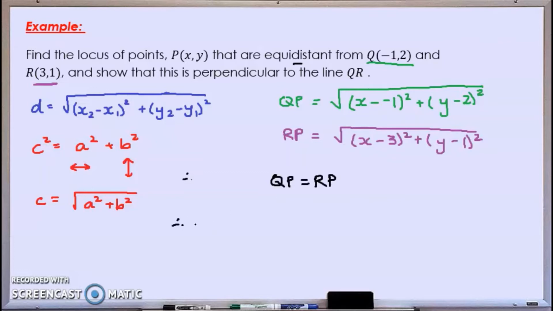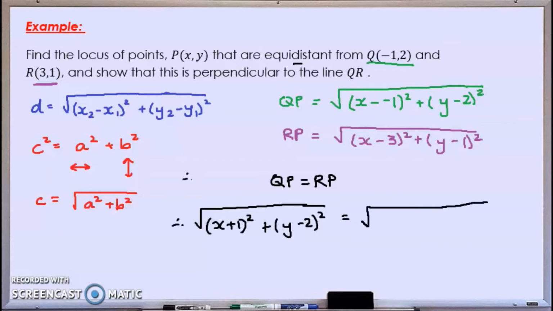And therefore, x plus 1 squared, because remember my minus minus becomes a plus, plus y minus 2 all squared will equal x minus 3 squared plus y minus 1 squared. And now I'm going to use my algebra to get this to the equation of a line.